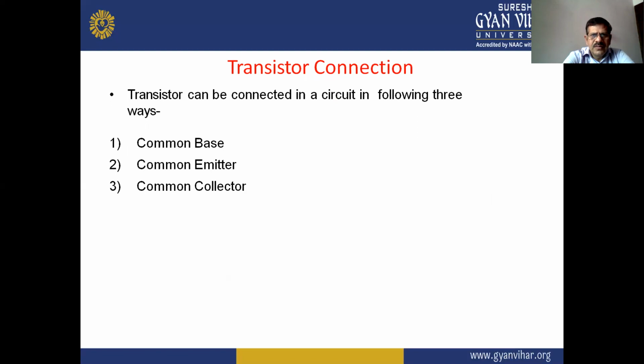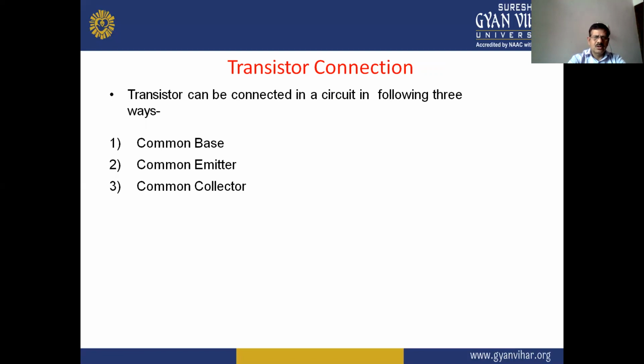Now there are different transistor connections. So there are basically three types of transistor connections. A transistor can be connected in a circuit in the following three ways. The first one is common base, the second one is common emitter, and the third one is common collector. So these are the three connections in which a transistor can be connected in a circuit.